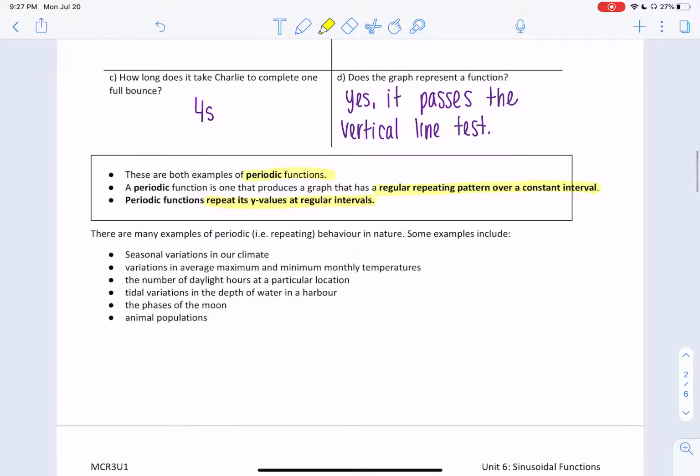So there are a ton of real-world examples of periodic functions. Seasonal variations in climate, variations in average maximum and minimum monthly temperatures, number of daylight hours in a particular location, tidal variations or depth of water. That one is a really good example of periodic functions. The phases of the moon, animal populations, certain motion. There are tons of examples that follow a periodic function.